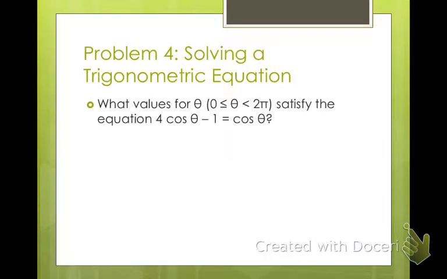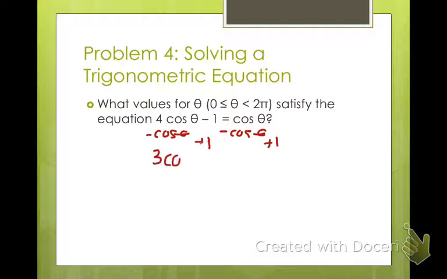Solving a trigonometric equation. What values for theta, where theta is between 0 and 2 pi, satisfy the equation 4 cosine theta minus 1 equals cosine theta? Okay, in order to solve this one, what we need to do is get cosine theta by itself. So let's subtract this cosine theta and subtract this cosine theta, and we'll add this one to both sides.